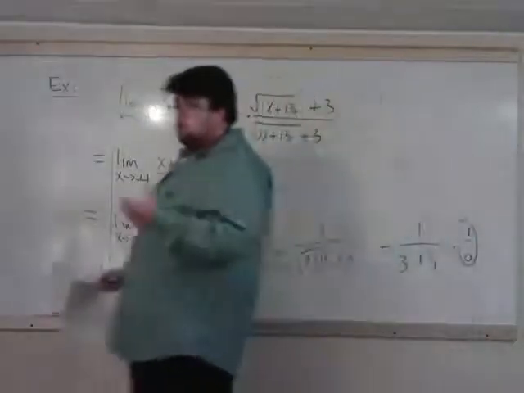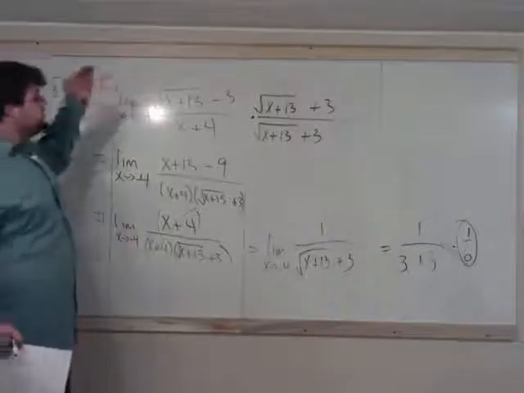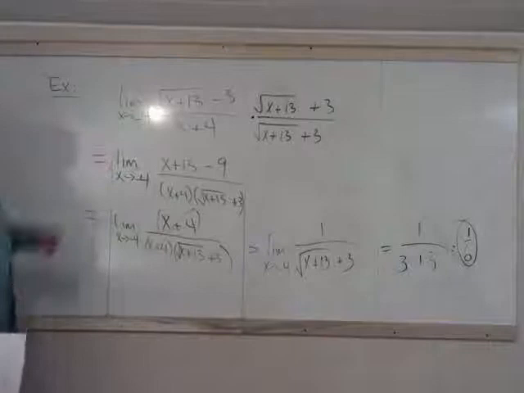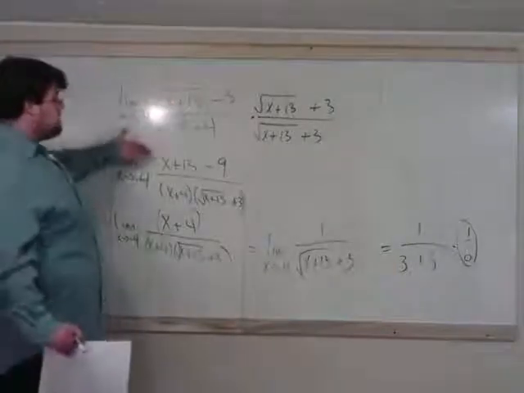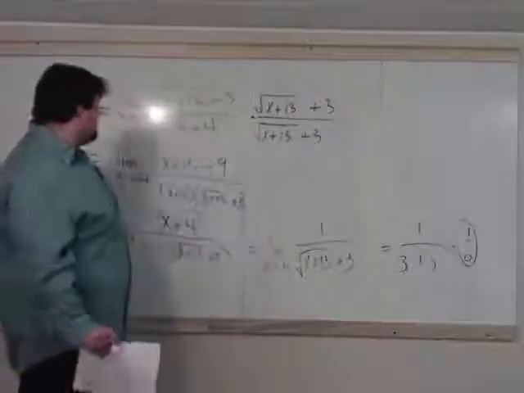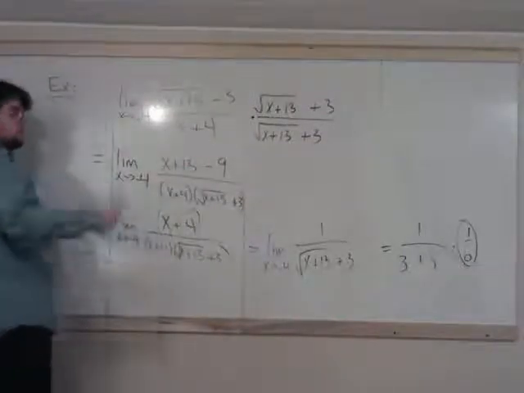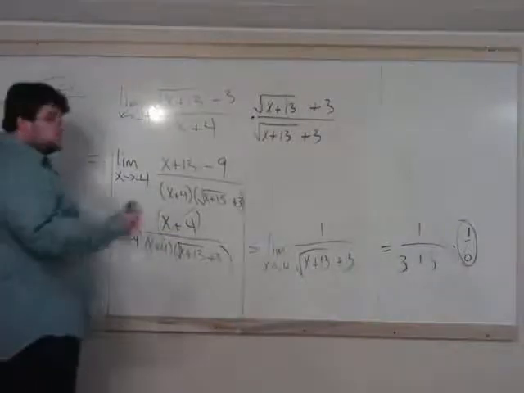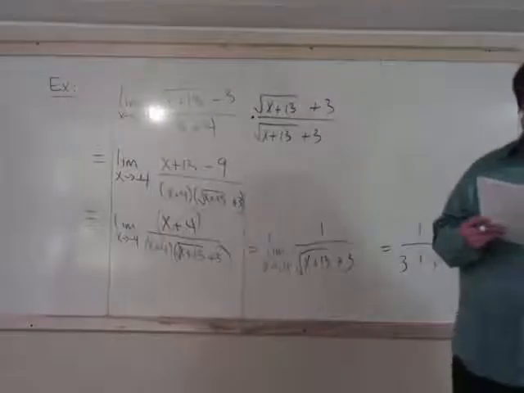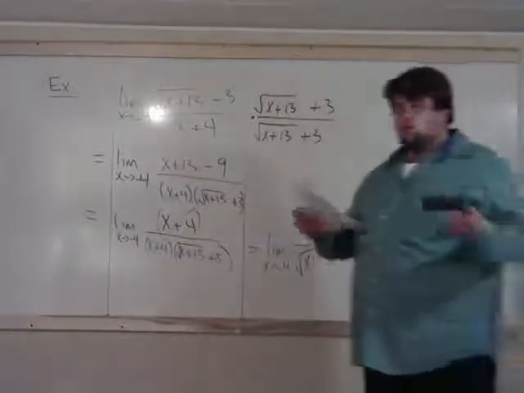So notice in this one, what we did when we had this square root was multiply by a convenient 1. We used the difference of squares on top. We left the bottom alone. And then we simplified the top, and that allowed us to cancel out an x plus 4. And then we were able to do a direct substitution. Let's do another.